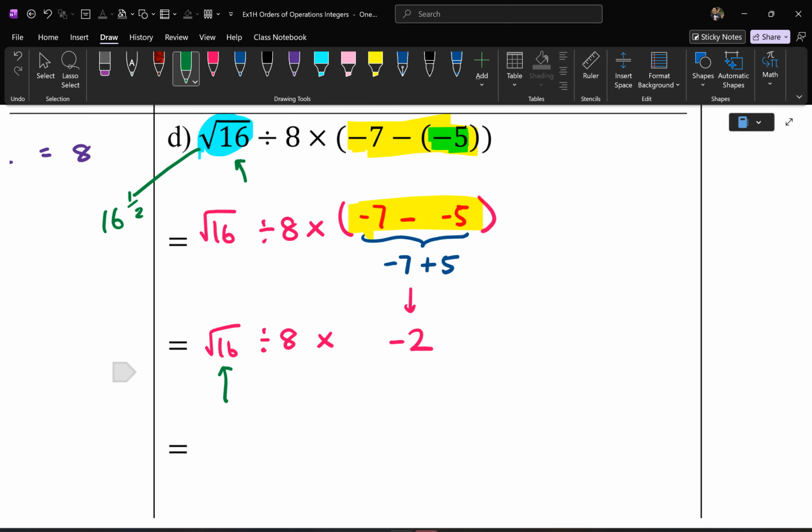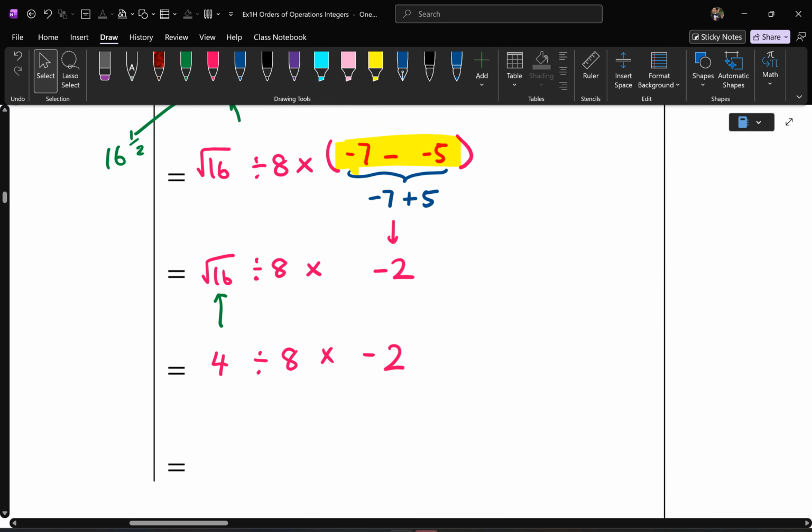Quinn? 4, very good. So we got 4 divided by 8 times -2. Ooh, now this is getting tricky. Now, I'll tell you what most students would do at this step. Most students, once they get to this step, so they get root of 16 is 4, they're like, great. Then they look at this.